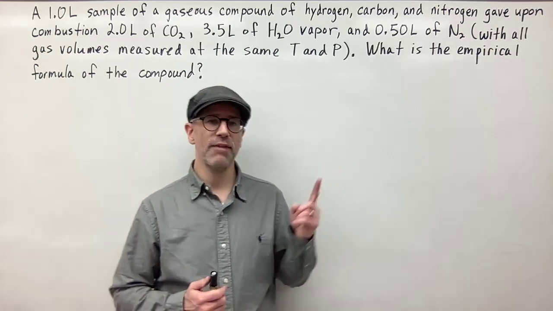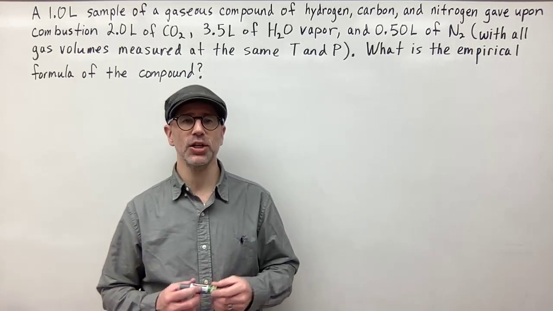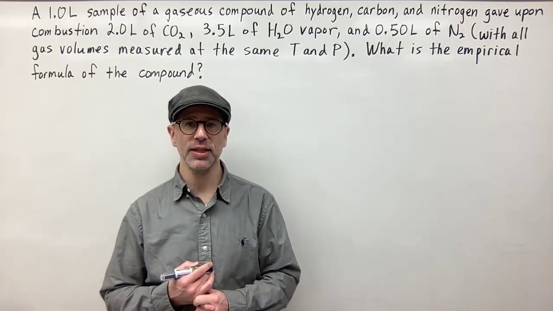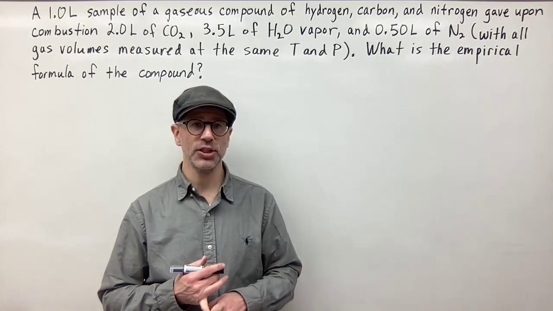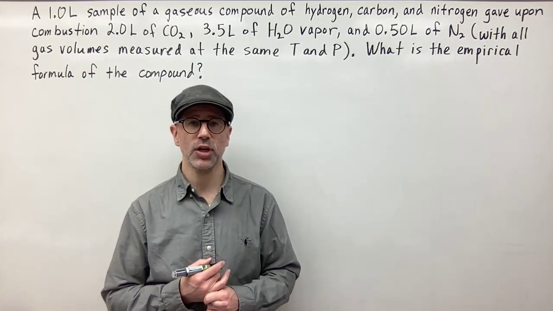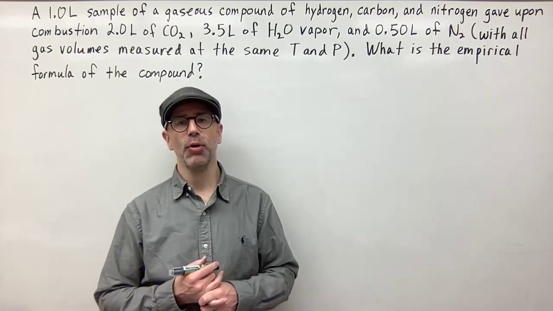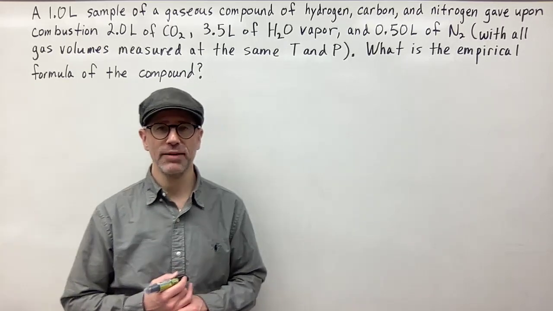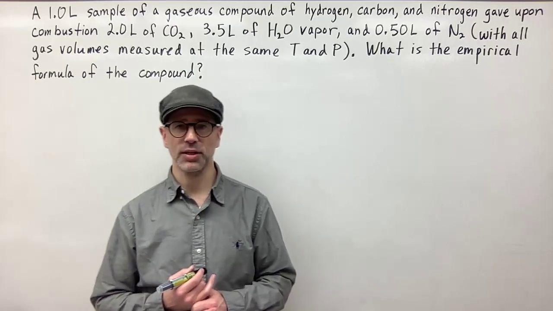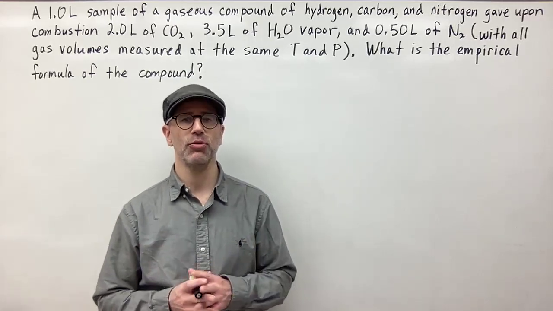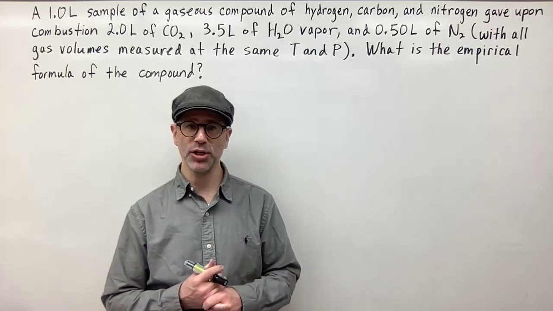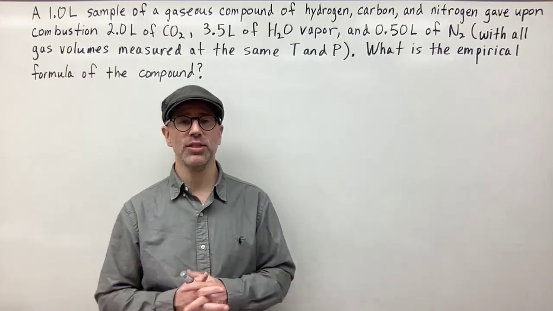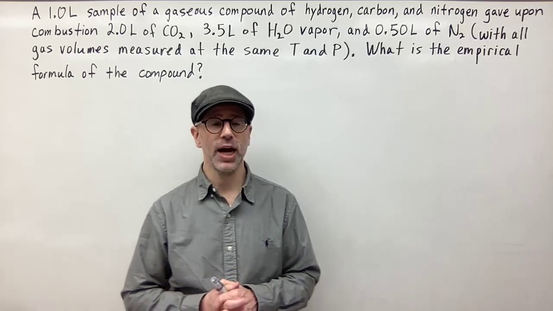We have a 1.0 liter sample of a gaseous compound of hydrogen, carbon, and nitrogen, which gave upon combustion 2.0 liters of carbon dioxide, 3.5 liters of water vapor, and 0.50 liters of nitrogen. With all the gas volumes measured at the same temperature and pressure, that's going to be important. And then they ask, what is the empirical formula for the compound?